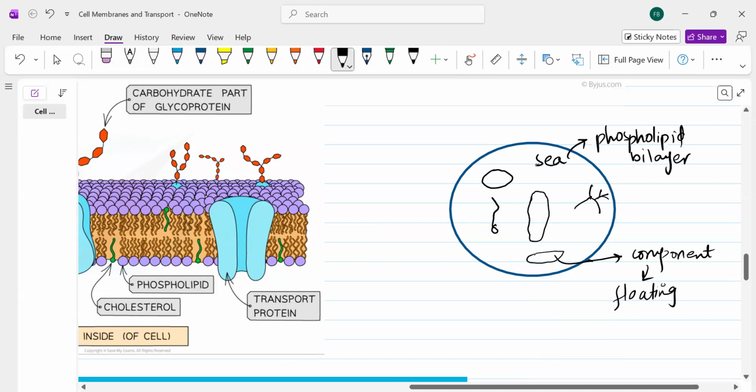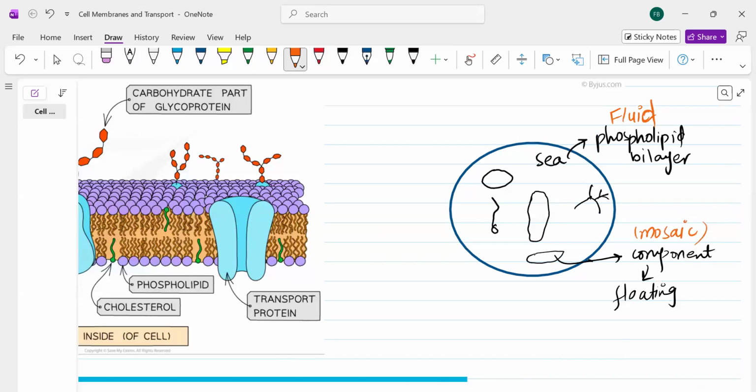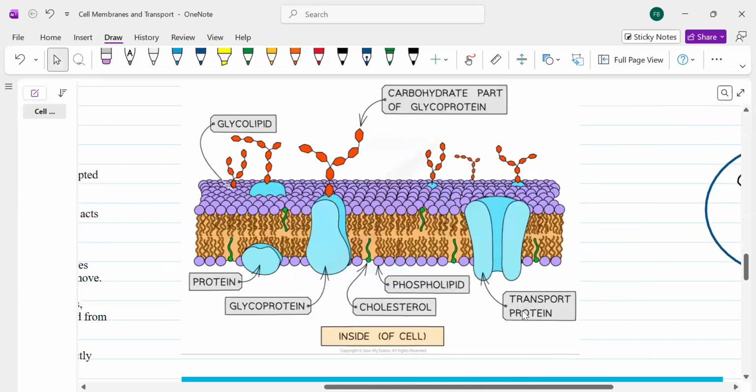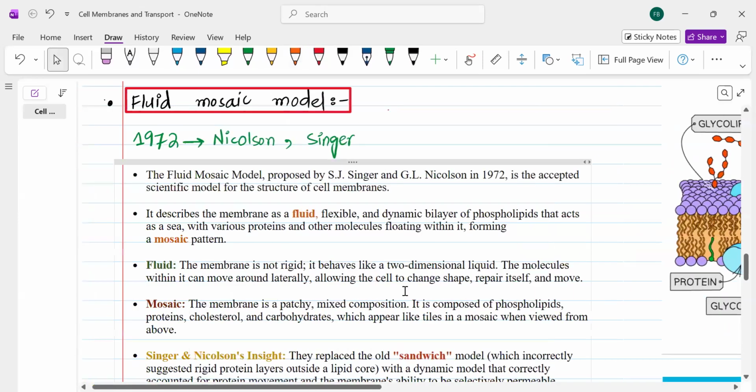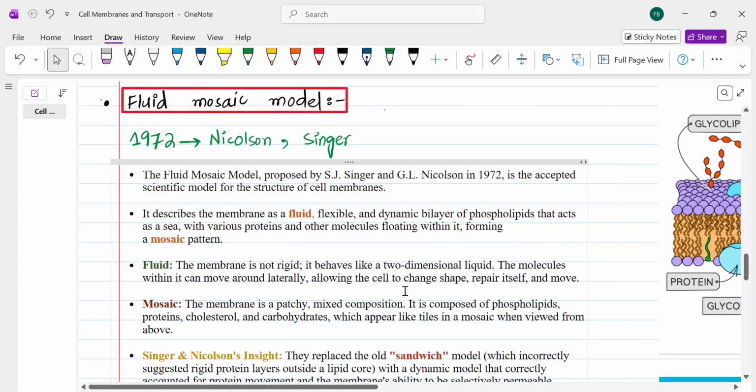The phospholipid bilayer is acting as a sea, so they named it the fluid, and the components are floating. That's why they gave it the name mosaic. That is why this is known as the fluid mosaic model. Let me read this again, what they are saying. Can you read this?